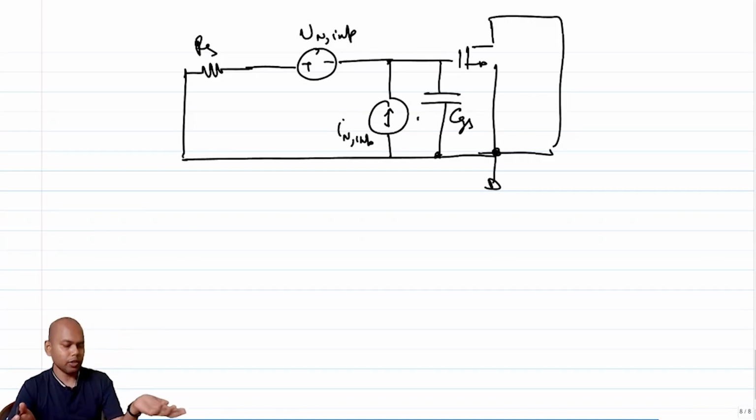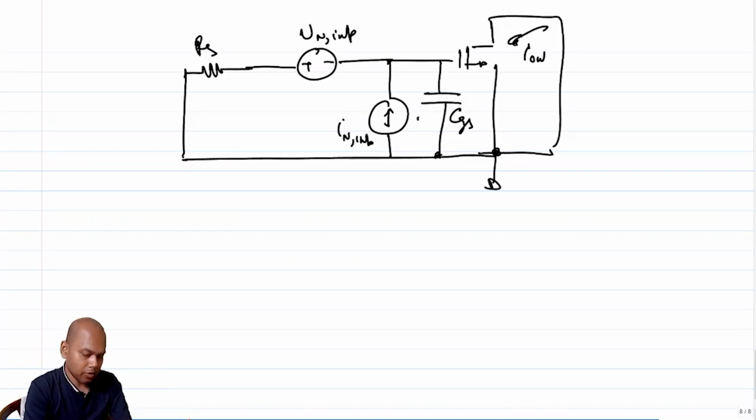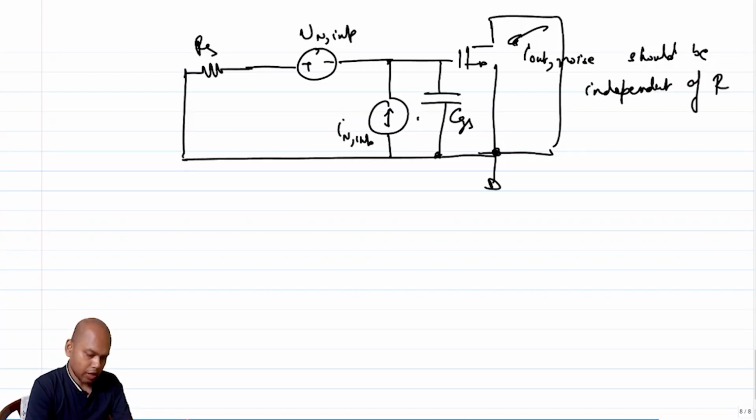So clearly this is going to work for the cases when Rs is equal to 0, or even when Rs is equal to infinity, that we have already established. But what about when Rs is equal to some finite value? In this particular case, your I out noise should be independent of Rs. Note that this statement is true for only this configuration, right?